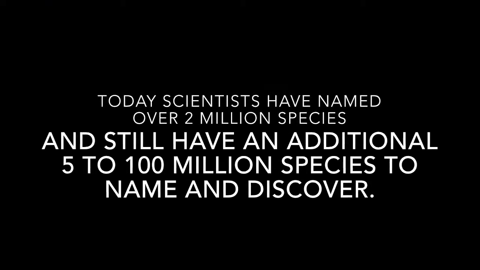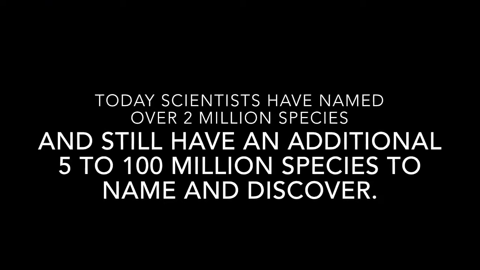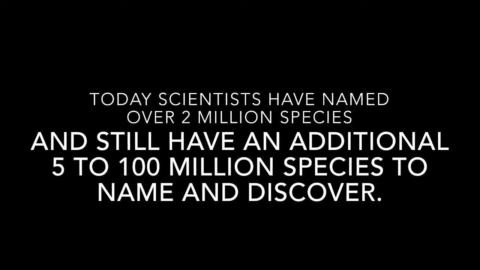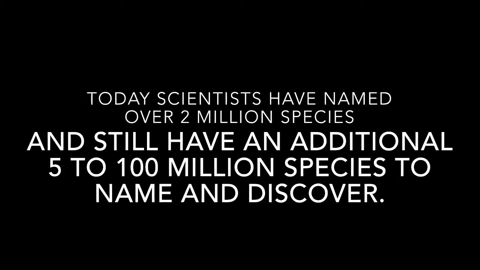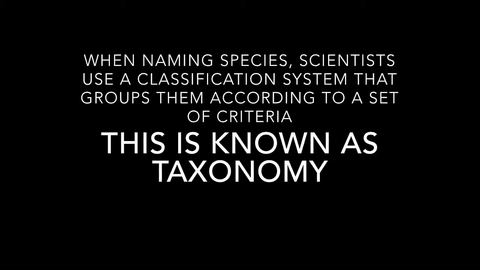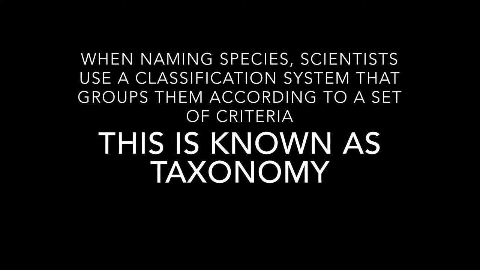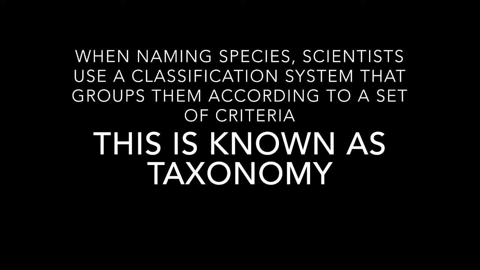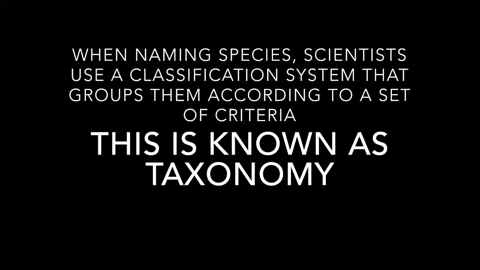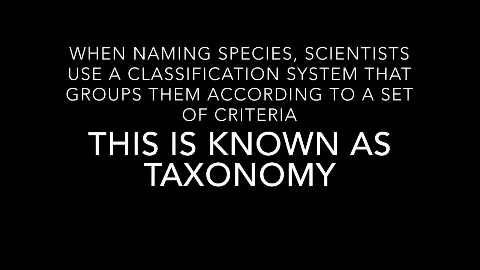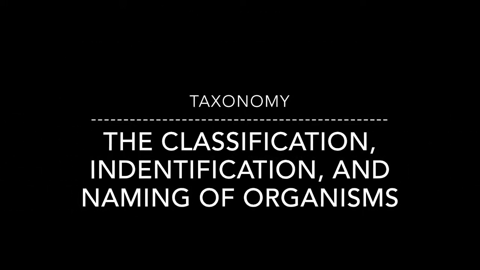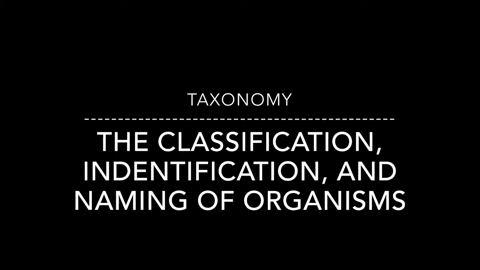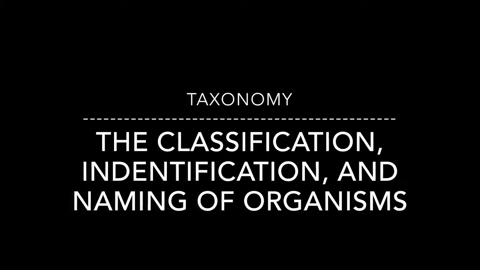Today, scientists have named over 2 million species and still have an additional 5 to 100 million species to name and discover. So to make things easier, when naming species, scientists use a classification system that groups them according to a set of criteria. This is known as taxonomy. Taxonomy is the classification, identification, and the naming of organisms.